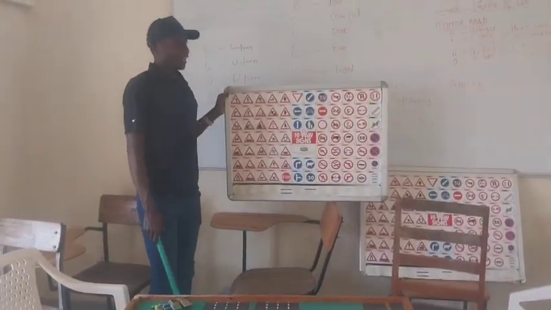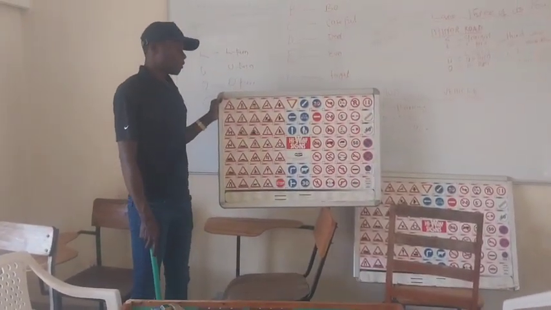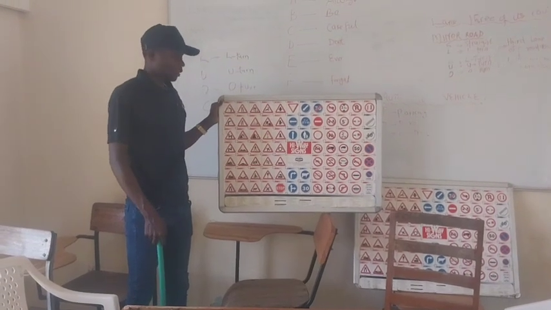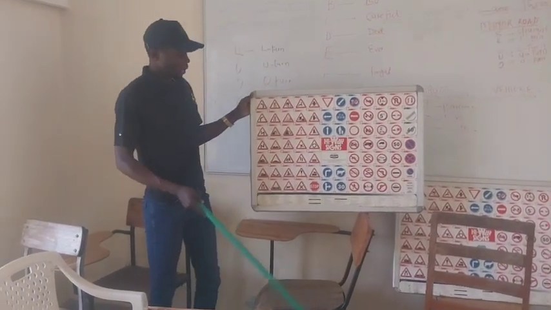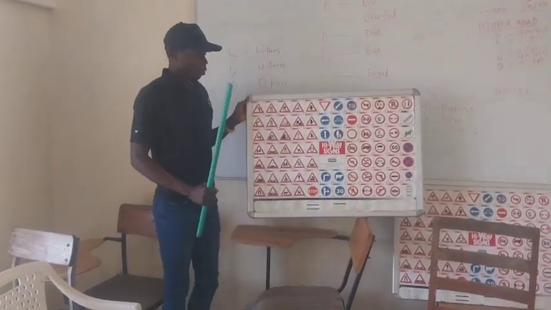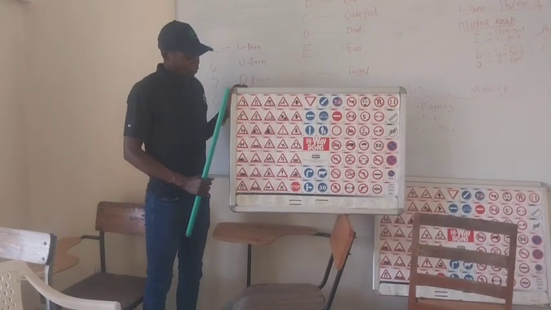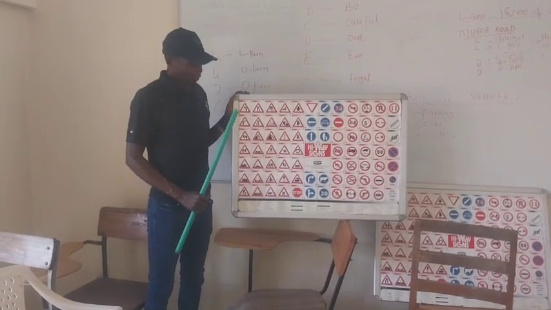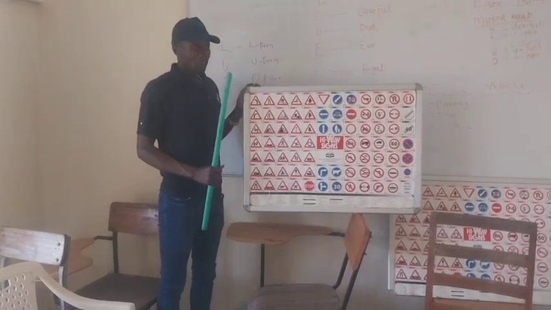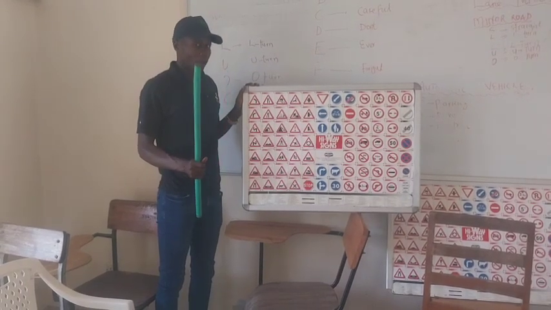So those are class A warning signs or regulatory signs. Then when we come to class B or warning signs, they are in form of triangle. So they give information at the same time they warn.